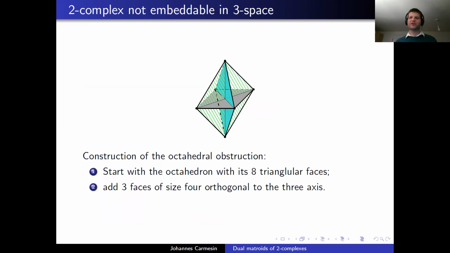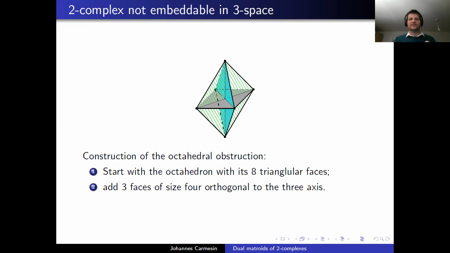Okay, and here comes my favorite example. These are all 2-complexes which you can embed in 3-space. And here's my favorite example of a 2-complex which you cannot embed in 3-space. So how do you construct this? You start with the octahedron with 8 triangular faces.